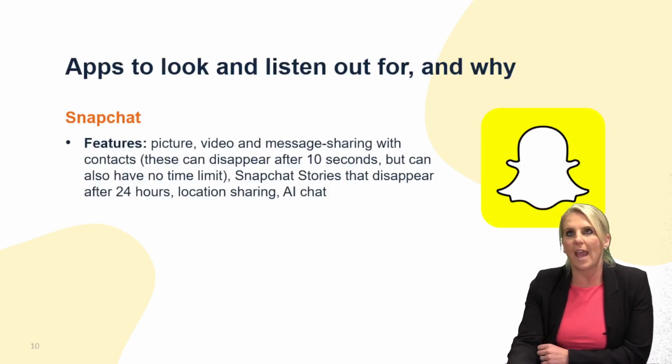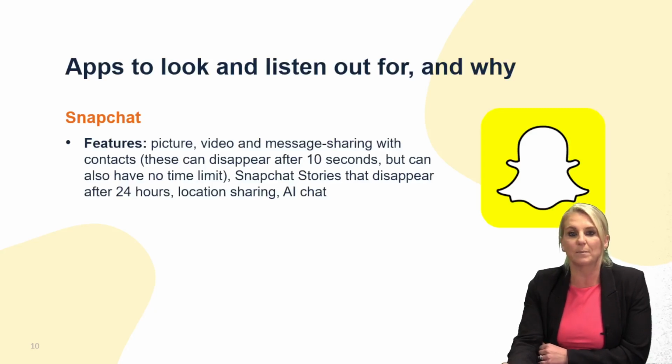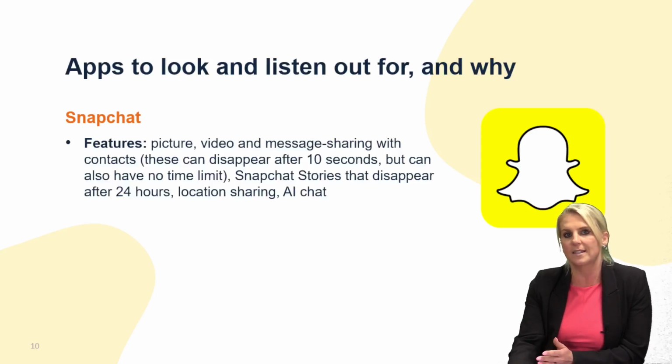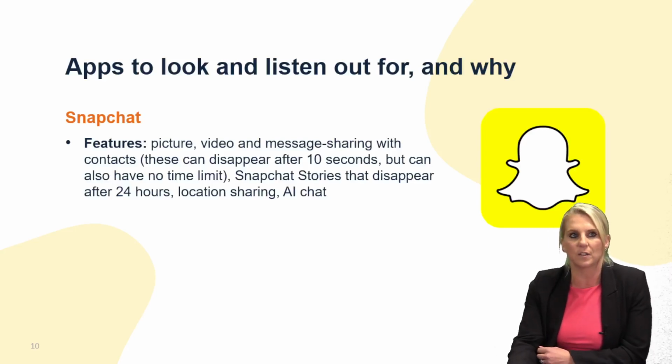Snapchat, I think for every single school's DSL or teacher in charge of behaviour, is probably their worst nightmare. It is a bully's playground, really, online, because ultimately a lot of people set it so that their video and message sharing disappears after about 10 seconds, which means you can send something online, it disappears, and there's a lack of proof of it. And if the person receiving it takes a screenshot of the message or the photo, the other person is therefore made aware, and obviously that can then lead to issues as well. Snapchat stories are available and they also disappear after 24 hours.